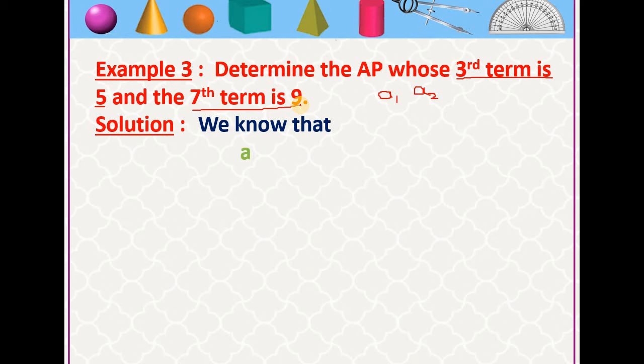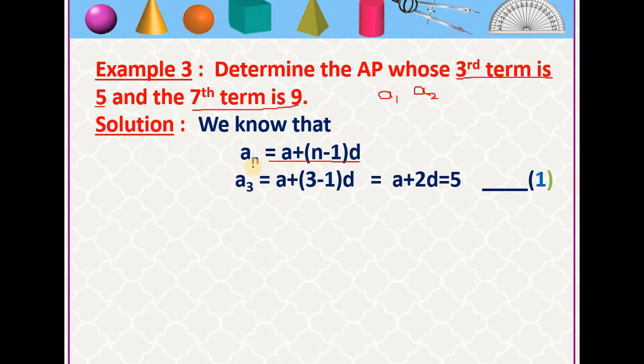We know that a_n is equal to a plus (n minus 1) into d is the general form, or nth term, of an arithmetic progression. Now it is given that the third term is 5. So let us substitute the values. n is nothing but 3, so in the place of n you substitute 3, because the value of the third term is 5. And we don't know the first term in this arithmetic progression, so we don't know a. That's why I write a as it is.